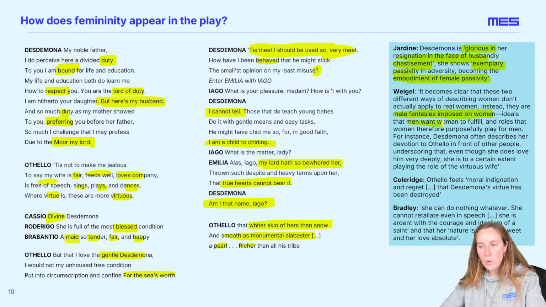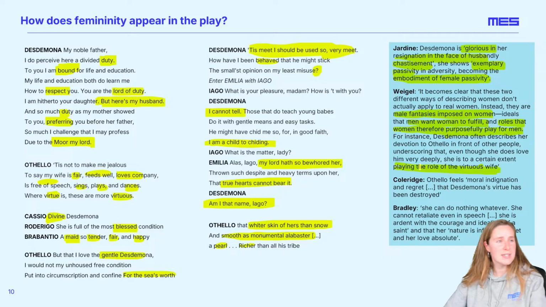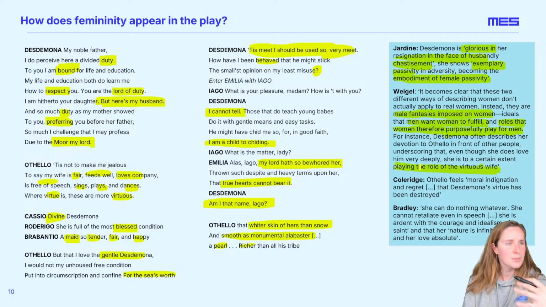Ideals that men want women to fulfill and roles that women therefore purposely play for men. For instance, Desdemona often describes her devotion to Othello in front of other people, underscoring that even though she does love him very deeply, she is to a certain extent playing the role of the virtuous wife. So this idea of innocence: is it performed, is it real? This idea that she's trying to fulfill his fantasy to a certain extent.